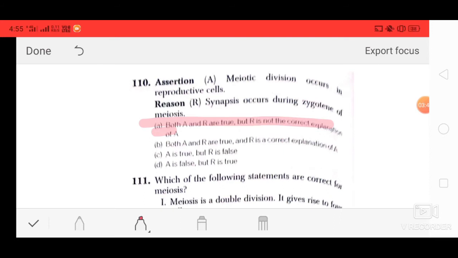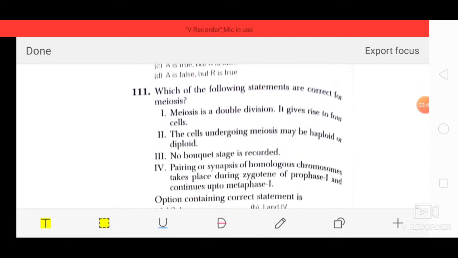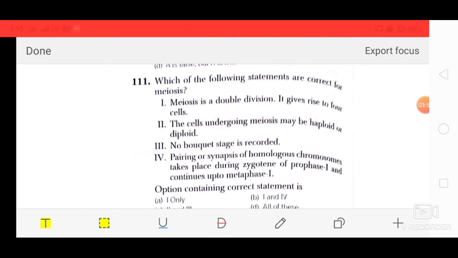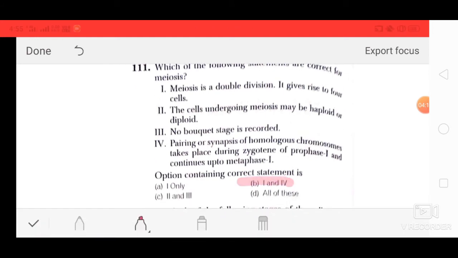Okay. Now the next question says: which of the following statements are correct for meiosis. Of these 4 statements we have to choose the correct statements. First statement: meiosis is a double division. It gives rise to 4 cells. Second: the cells undergoing meiosis may be haploid or diploid. Third: no bouquet stage is recorded. Fourth: pairing or synapsis of homologous chromosomes takes place during zygotene of prophase 1 and continues up to metaphase 1. And the correct answer of this question is option B, that is 1 and 4 statements are correct, and second and third statements are false.